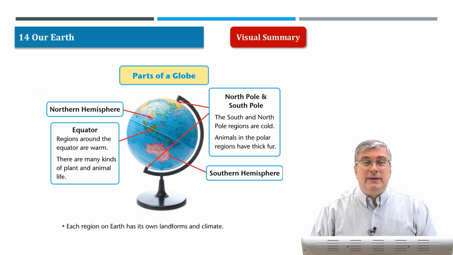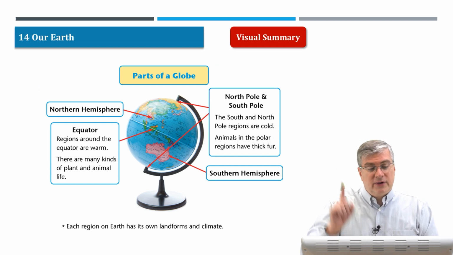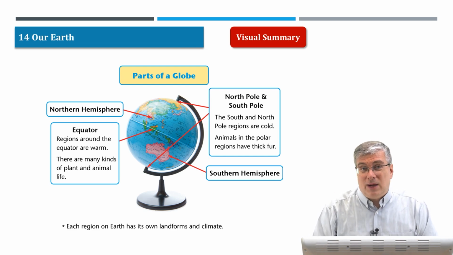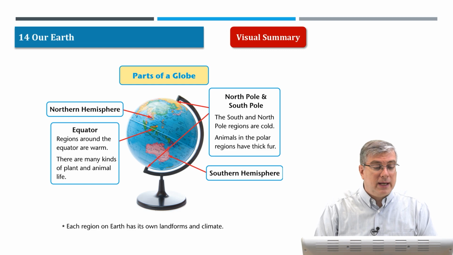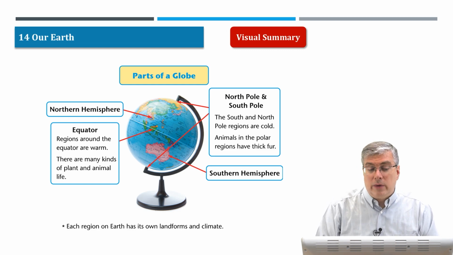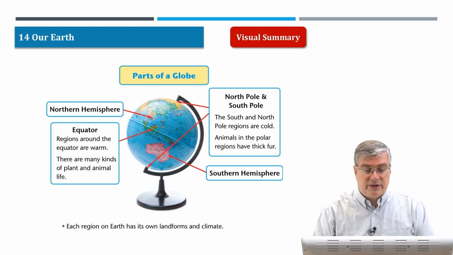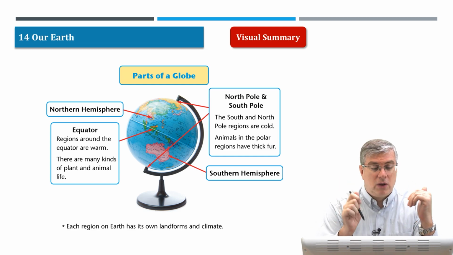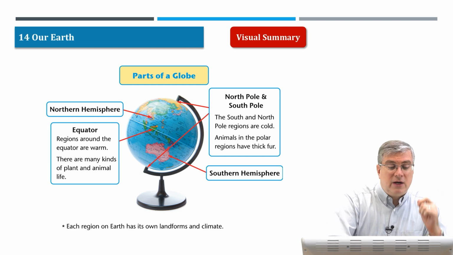Let's talk about the main ideas for this unit. And the first main idea is the parts of a globe. We've already discussed some of these when we were discussing vocabulary. And as we saw, we can see the northern hemisphere and the southern hemisphere. So those are two important parts of a globe. Of course, another part is the equator.